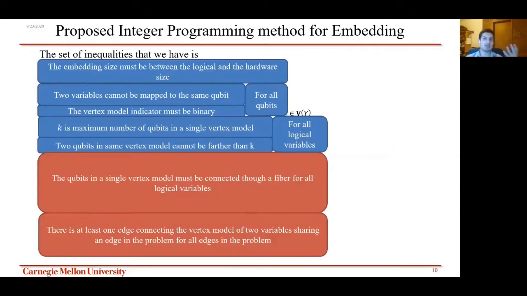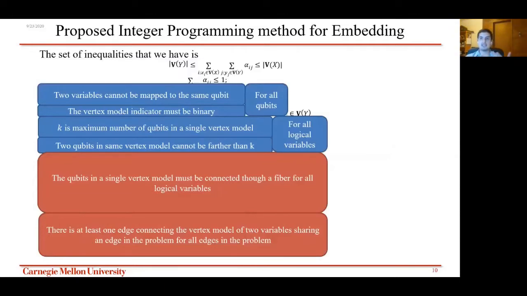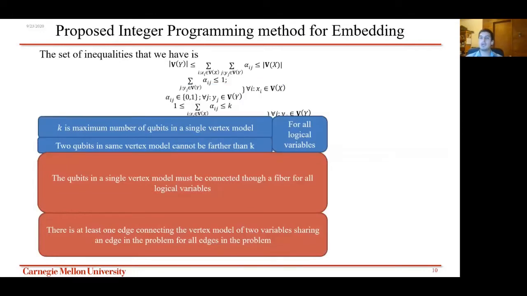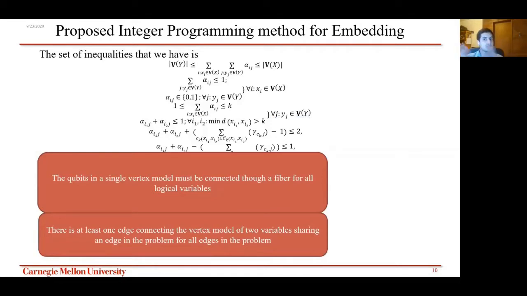So this is the model that we're presenting. I'll go quickly through it, but basically it says that the embedding must be bounded by the sizes of the graphs that are given. Two variables cannot be mapped to the same qubit. You can define a priori a size of those chains, and given that you can bound the size of the vertex models and only look at qubits that are within that distance. And then the two complicating parts are, first, making sure that the vertex models are connected. We call that the fiber condition. And whether the edges appearing in the original problem are going to be appearing in the hardware implementation.